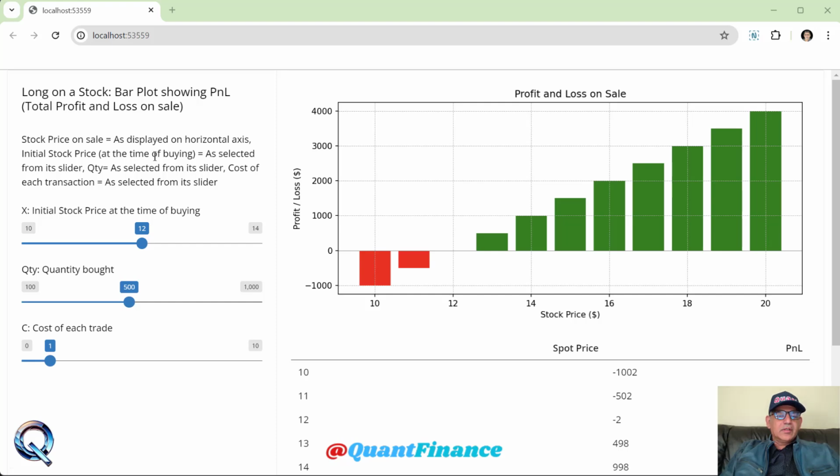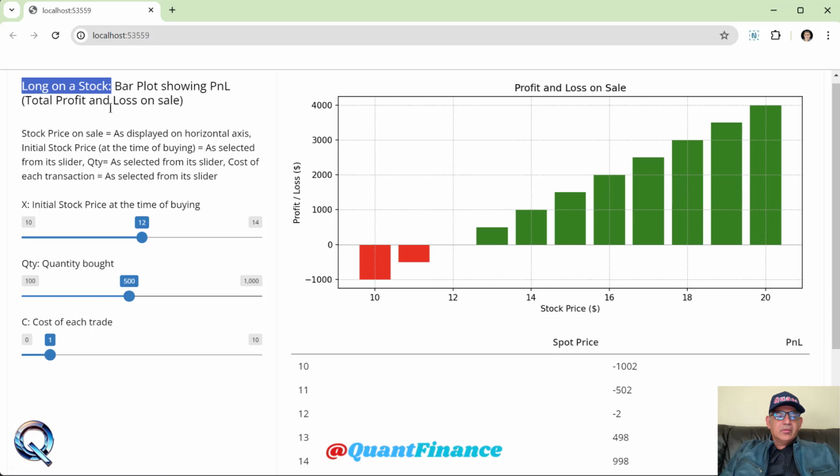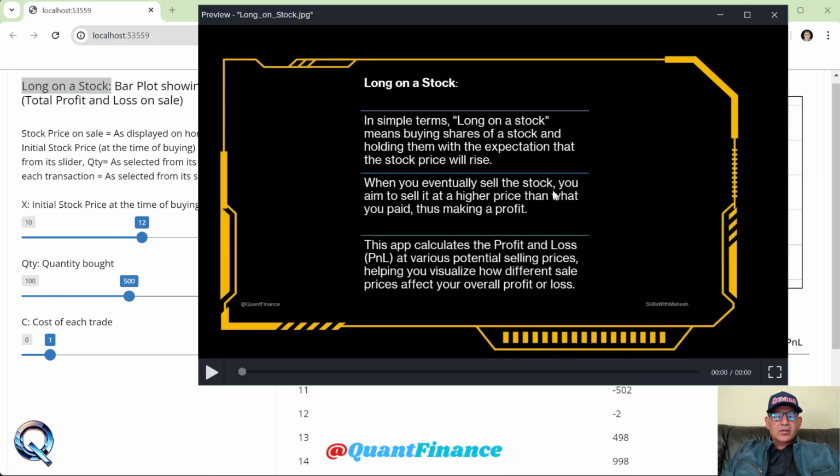Welcome. The goal of this learning is to create this web app. We are doing what? There is a situation when we are long on a stock. And if you don't know what getting long on a stock means, then here is some simple explanation.